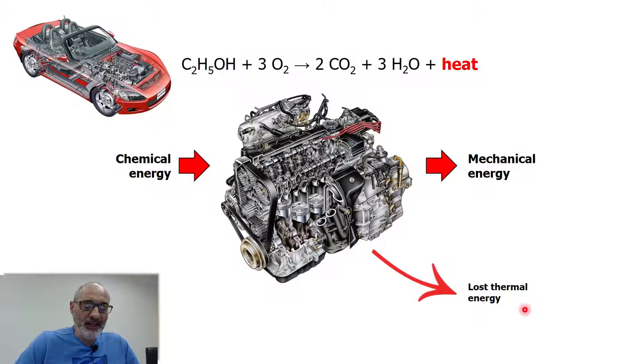We're going to see that it is impossible not to lose some amount of thermal energy, because we know that energy must be conserved. So the ideal scenario would be to convert 100% of this chemical energy to mechanical energy without losing any kind of energy. This would be a 100% efficient conversion, but I'm going to show you that this is impossible.